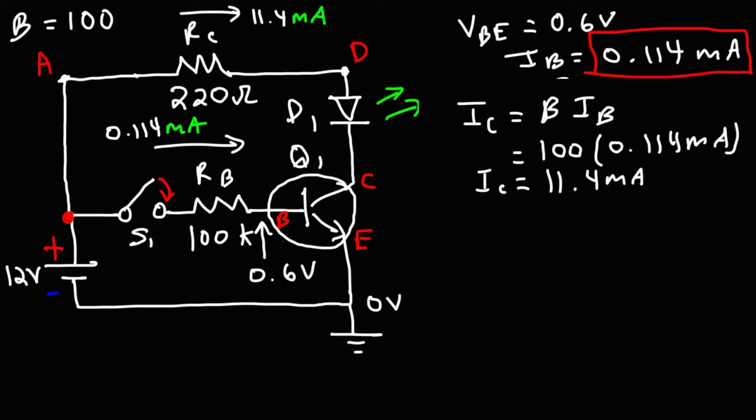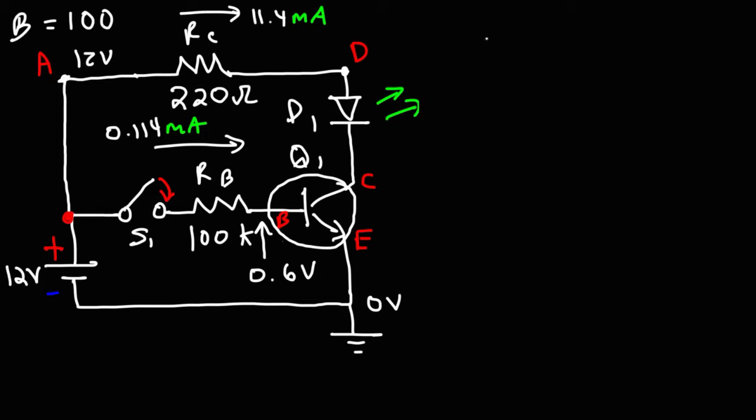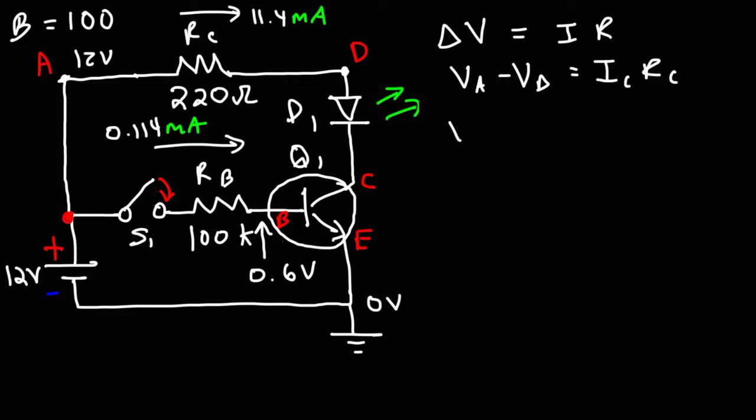So now that we know the current flowing through RC, we can calculate some potentials around that point. We know the potential at A is 12 volts. So using Ohm's law, we can calculate the potential at point D. The voltage is going to equal the current times the resistance. The voltage is the difference between the potentials at A and D. This is going to equal IC times RC. So rearranging the equation, the potential at D is going to be the potential at A minus the voltage drop across RC, which is IC times RC.